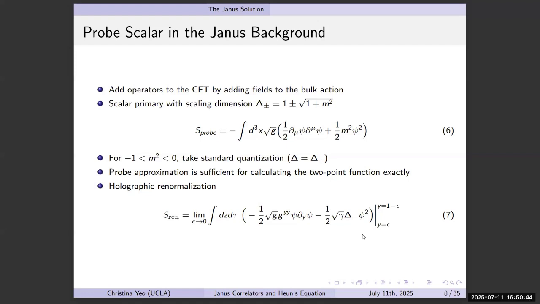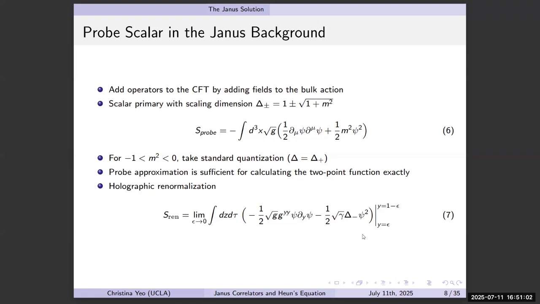We are not going to back react anything, and we are not going to look at higher point interactions, because we're looking at the classical saddle point in the bulk, which is large N. So any corrections to the 2-point function will die off very fast.